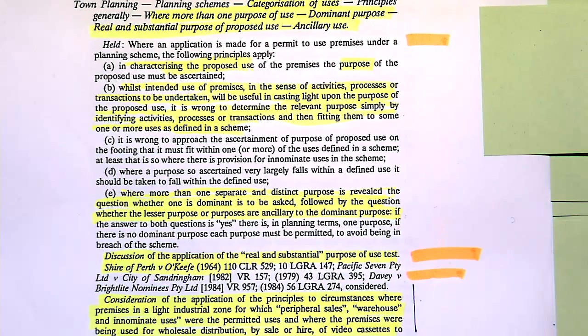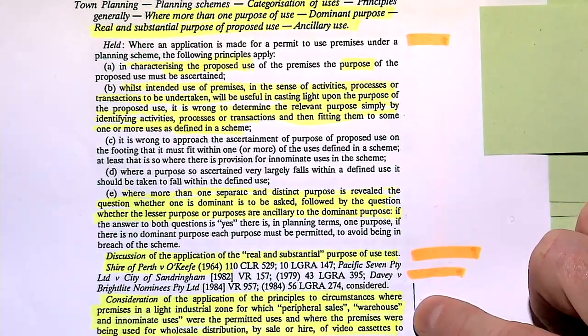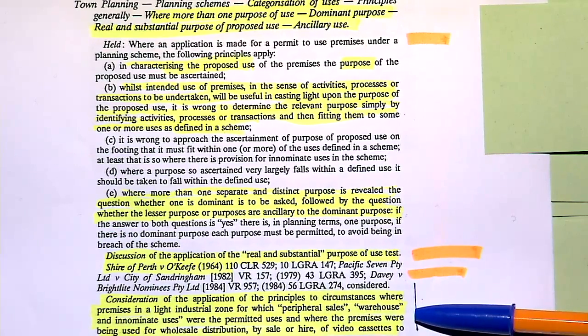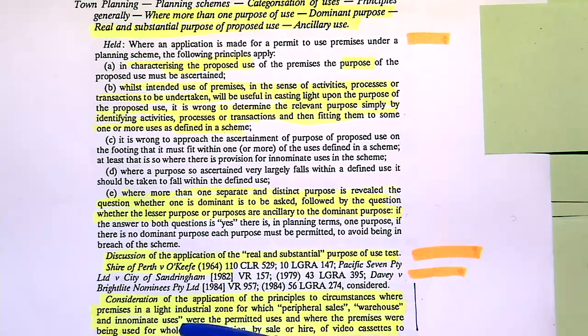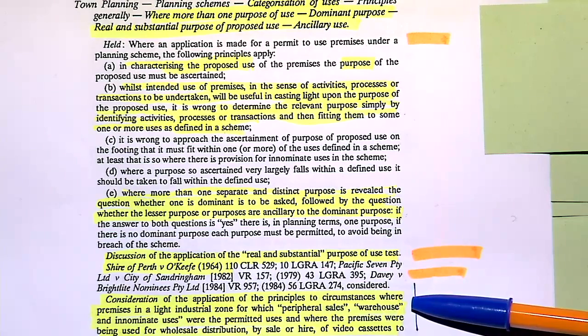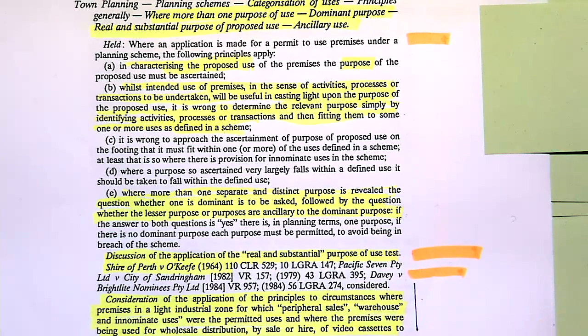So if we go down there, the consideration that takes us directly to what did this turn upon? Consider the application of the principles to circumstances where premises in the light industrial zone, for which peripheral sales and warehouse and innominate uses, unnamed uses, were permitted, where the premises were being used for wholesale distribution, sale or hire of video cassettes to retailers.